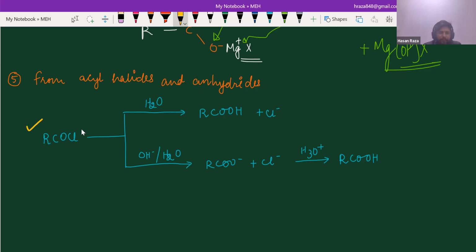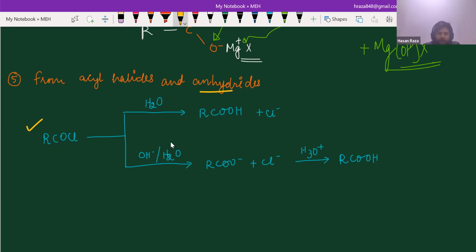So this is how we prepare carboxylic acid from acyl chloride. Please do let me know when you are done with this.